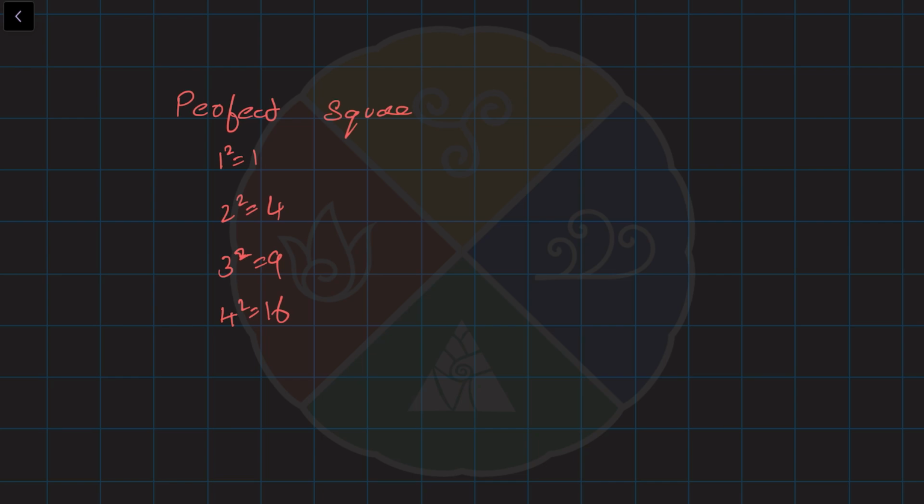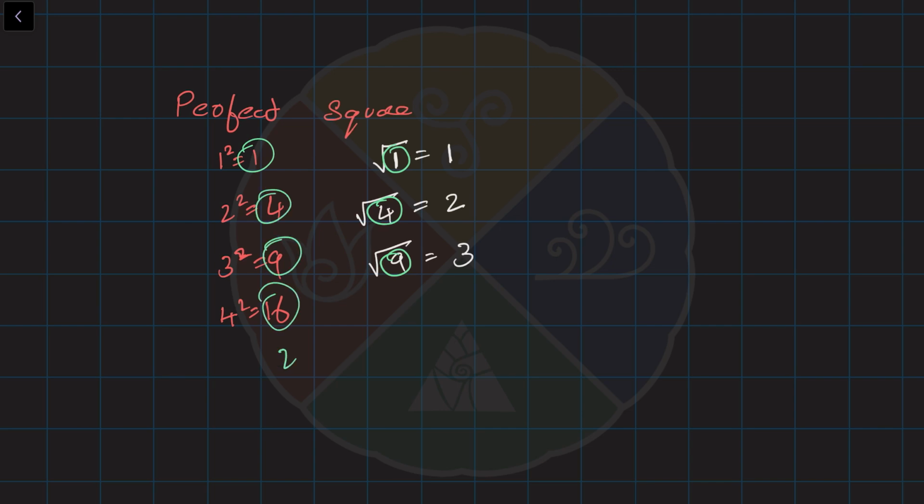You can say the other way also. If you take a number and take its square root, and you are getting a natural number, then those original numbers are known as perfect squares. So the perfect squares are 1, 4, 9, 16, 25, 36, and so on. Okay. Now, this is a perfect square.